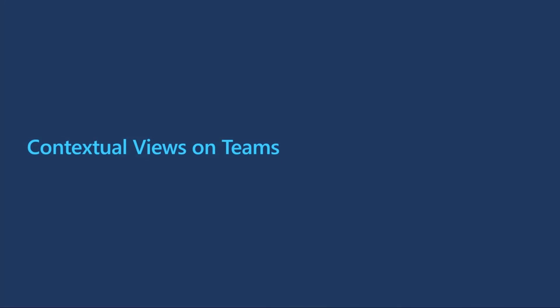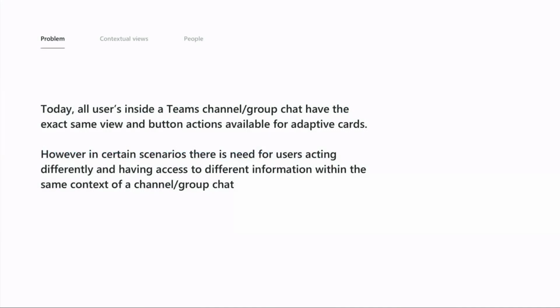Sure. Thanks, Karan. So, now we'll go into what these new features, what the universal action model means for Teams, apart from the universal context. So one of the features that I'm very interested to talk about is contextual views or role-based views. So all users in a team today see the exact same view of the adaptive card. So essentially, everyone is seeing the same adaptive card in, for example, a channel or a group chat. However, there is need in certain scenarios for certain people to see different actions or different information so as to take or complete an action.